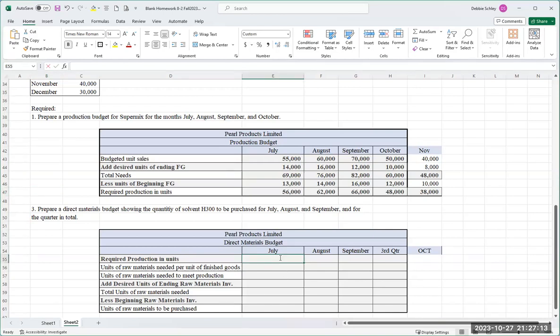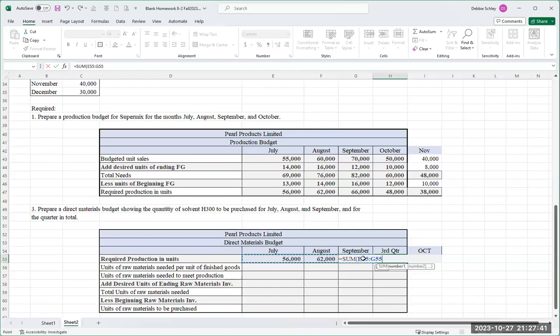Okay, so this first line, July's answer is from required 1. August is 62,000. And September is 66,000. Now again, this is a third quarter total. So for this line, we can add them across. I'm gonna sum those across.